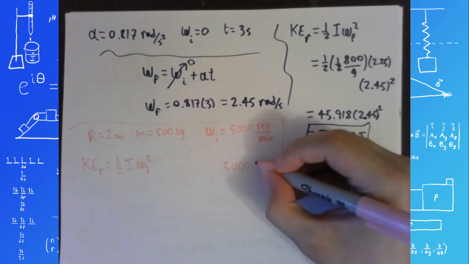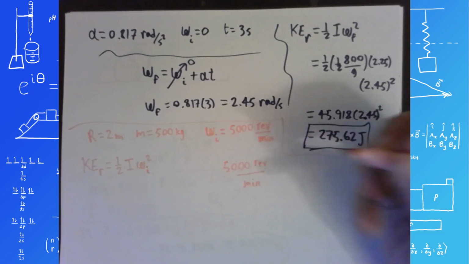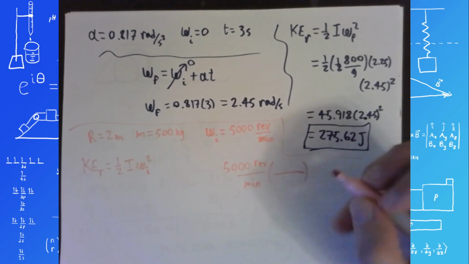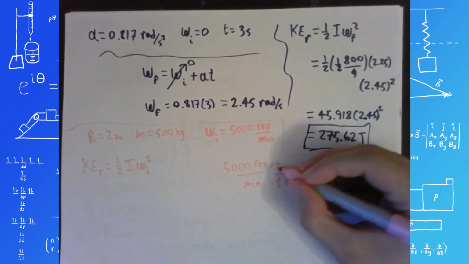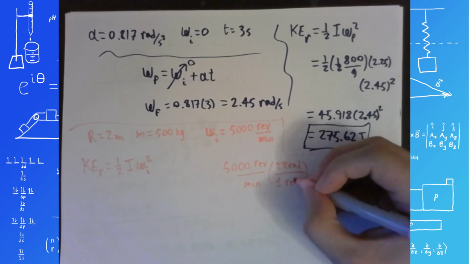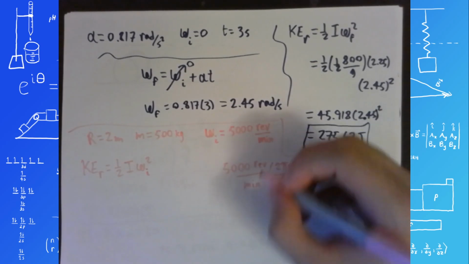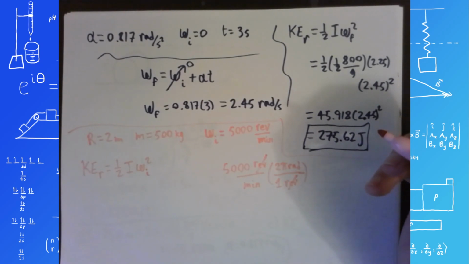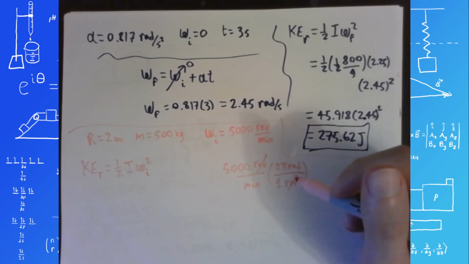5,000 revolutions for every 1 minute. We need to convert the revolutions to radians, which is something we've seen before. Every 1 revolution is equal to 2 pi radians. If I divide 2 pi radians by 1 revolution, since these are equal to each other, this whole thing is just equal to 1. So yes, I'm allowed to multiply by this fraction. It doesn't change the quantity that I'm working with.